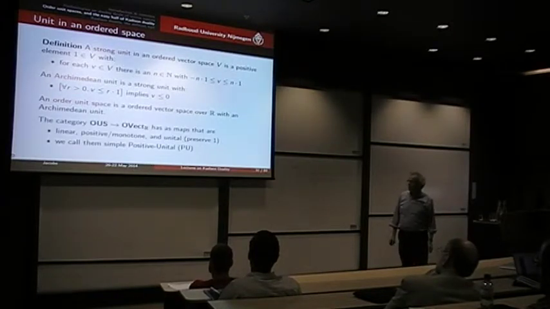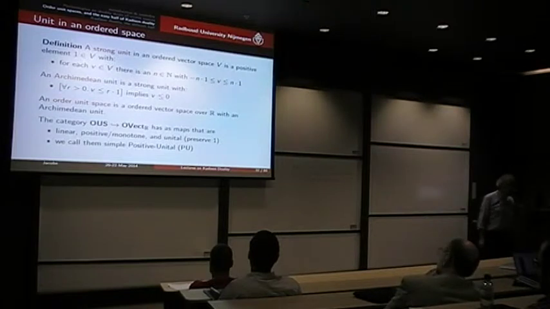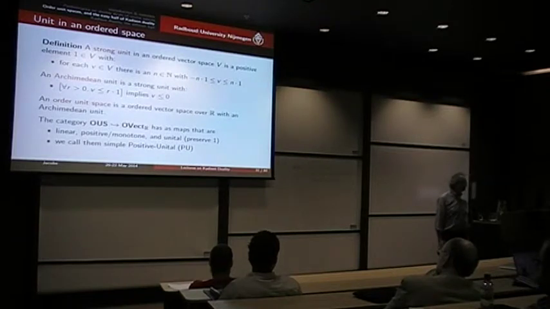And I'll use the subcategory OUS of order unit spaces with maps which are positive and unital. I'm not fully aware of the meaning of this PU, so I should be informed about that.